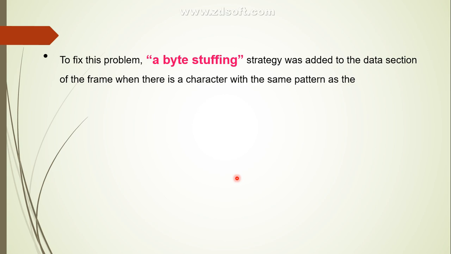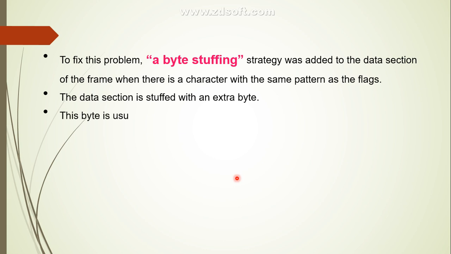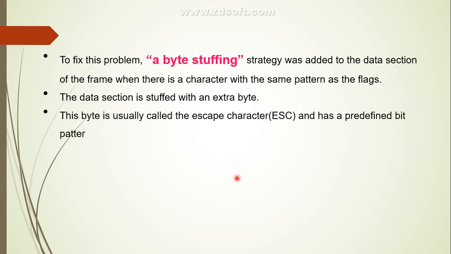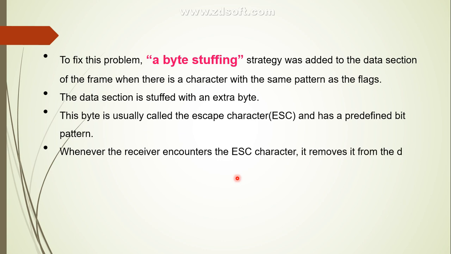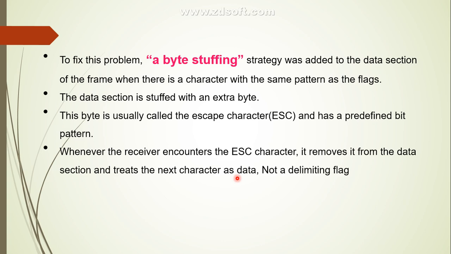So we are going to add this to the data section of the frame when there is a character with the same pattern as the flag. Now, the data section is stuffed with this extra byte, and this byte is usually called the escape character, and it has a predefined bit pattern. So whenever the receiver encounters the escape character, it removes it from the data section, and it reads the next character as data, not a delimiting flag.